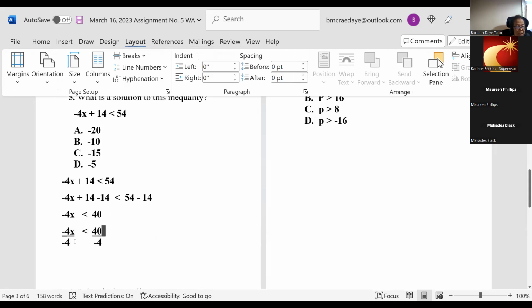So that means negative 4 over negative 4 is just 1. So that's just 1x, right? So that would be x. And let's just put less than. Okay, negative 10.